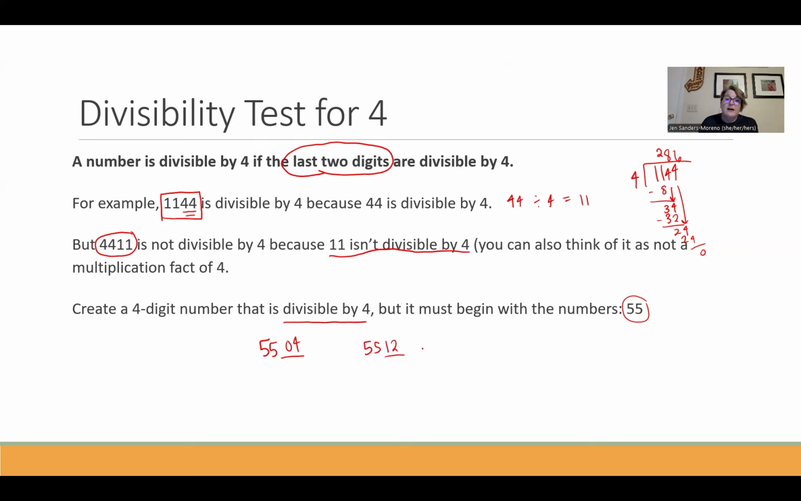You could go slightly more exciting and write a 12 in there. 12 divided by 4 is 3. How about 32? Because 32 divided by 4 is 8. Okay. So there are so many different choices. Let me give you one that fails, right? 5502. 02 is not divisible by 4. So that was a fail.